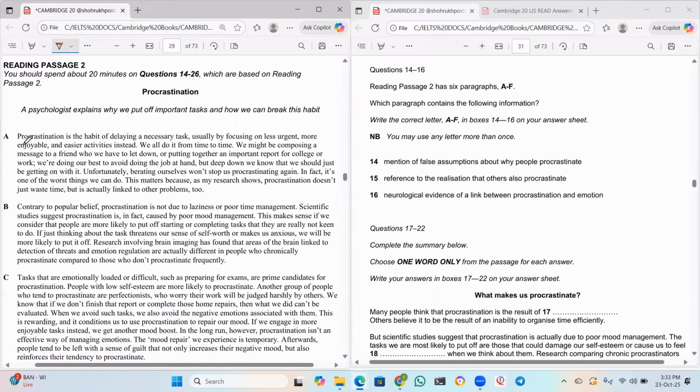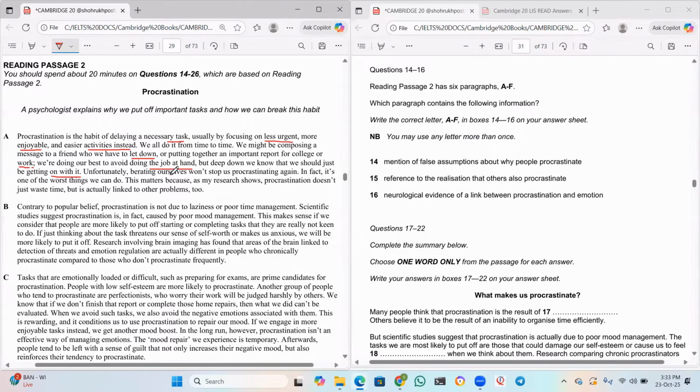Procrastination is the habit of delaying necessary tasks, usually by focusing on less urgent, more enjoyable, and easier activities instead. We all do it from time to time. We might be composing a message to a friend who we have to let down or putting together an important report for college or work. We are doing our best to avoid doing the job at hand, but deep down we know that we should just be getting on with it.